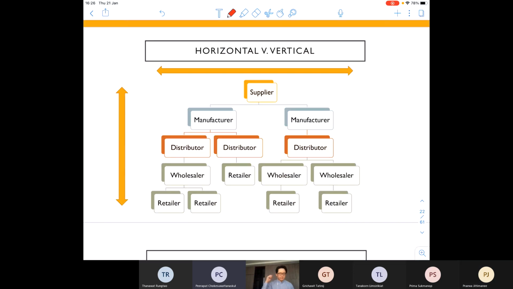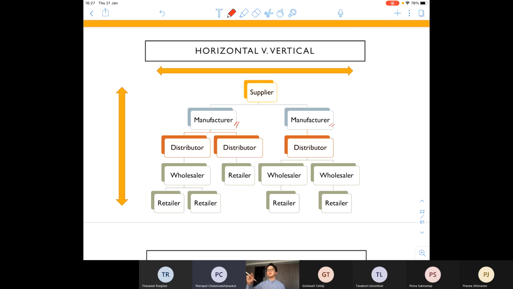Okay, this picture is so important. This is a very simple version of a supply chain, but when we talk about horizontal or vertical, this is actually what it means. Horizontal means that the interaction happens between or among players who are competing at the same level. If you're a manufacturer competing against other manufacturers, or you're a supplier competing against other suppliers, that is horizontal, right?